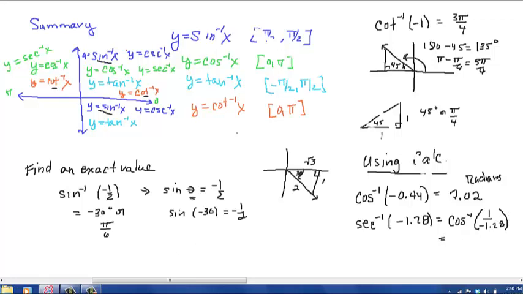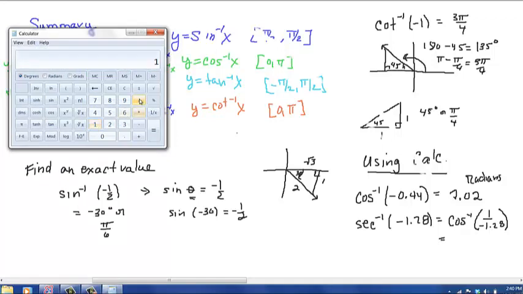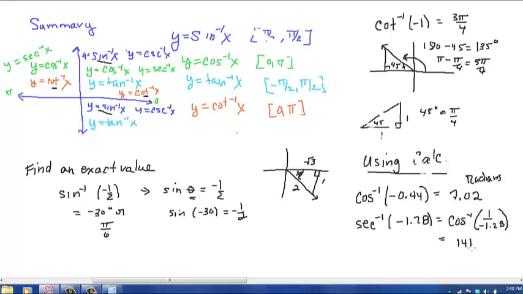All right, so let's pull that calculator back up. 1 over 1.28, make it negative, equals, and then inverse cosine. And that gives me, again, this one I did in degrees, so that gives me 141.37 degrees.